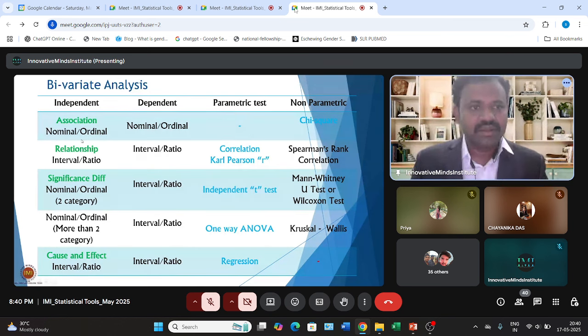For an example, see the word relationship. In the second line, see the word relationship. Independent variable, dependent variable, both are in numbers. You have to use the word relationship.